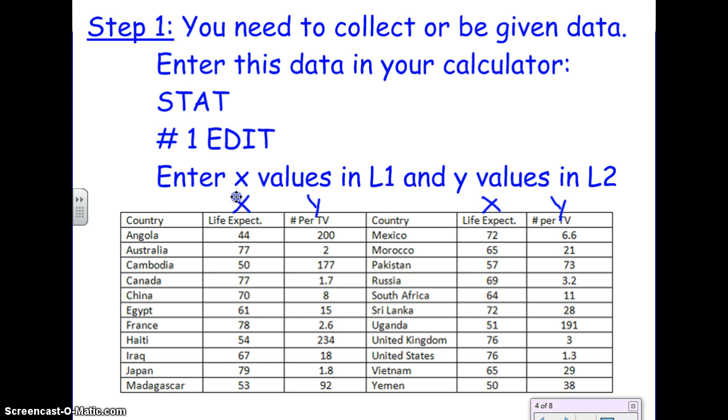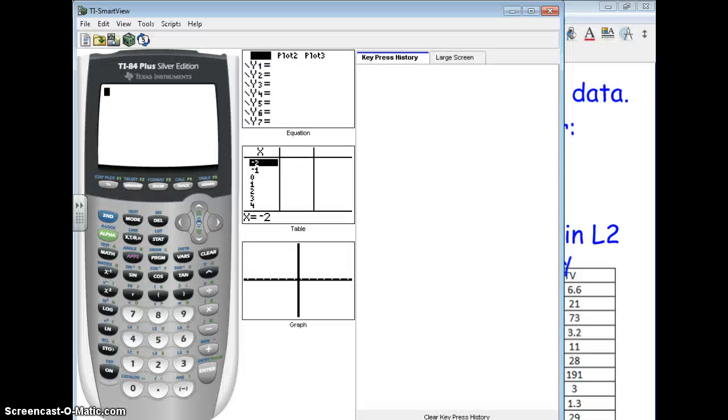If you don't have a calculator in front of you, you're going to come with me to my calculator. When you turn on your calculator, we're going to go to the Stat button, which is right here. Edit is the first thing that pops up, the very number one right there. We edit anytime that you want to enter data. The L1 column is where we're going to enter our X values, and the L2 column is where we're going to enter our Y values.